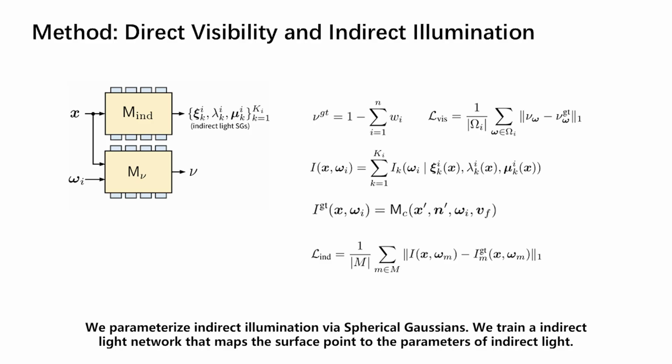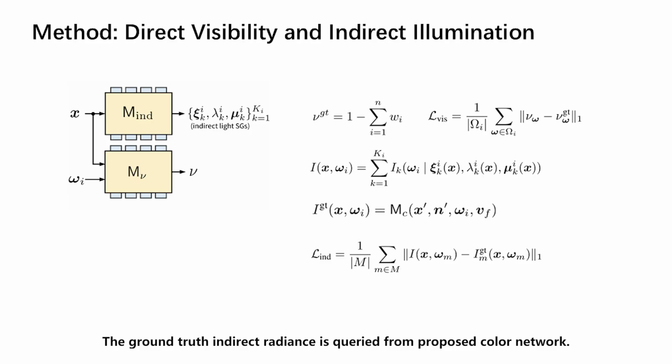We parameterize indirect illumination via spherical Gaussians. We train an indirect light network that maps the surface point to the parameters of indirect light. The ground truth indirect radiance is queried from the proposed color network.